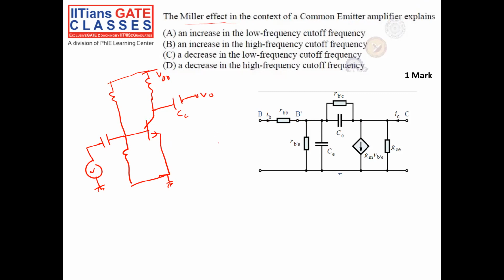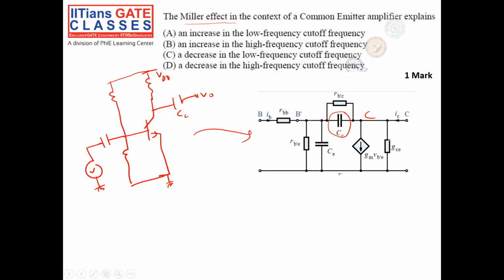Okay. So what happens if I go to very high frequency? At very high frequency, the equivalent circuit of my common emitter amplifier looks like this. Between base and collector, there will be some capacitor. It is called the intrinsic capacitor. That will come into play when my frequency is very high.